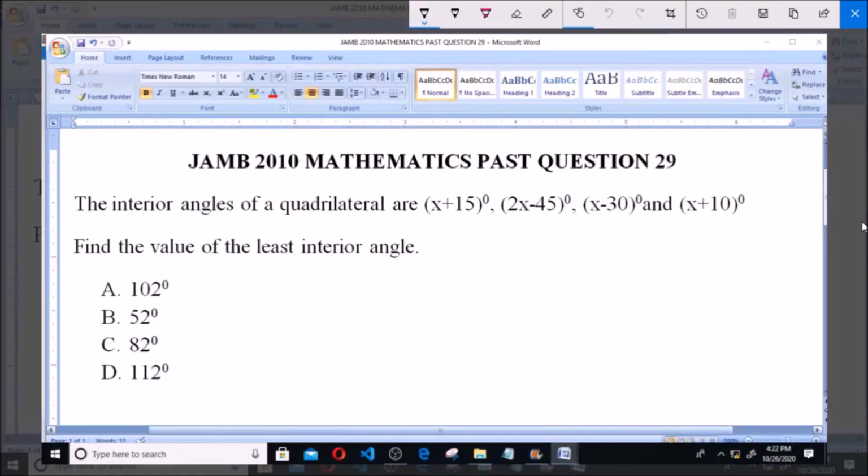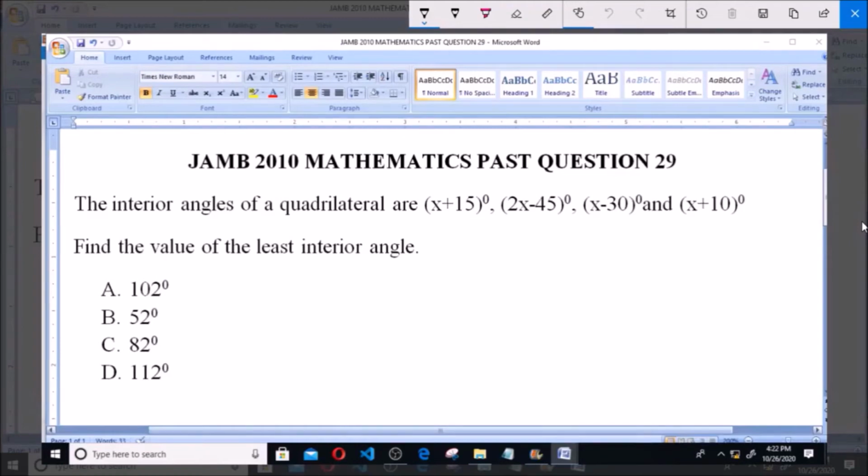I'll be answering JAMB 2010 Mathematics Past Question 29. The interior angles of a quadrilateral are x plus 15 degree, 2x minus 45 degree in brackets, x minus 30 degree in brackets, and x plus 10 degree. Now we are asked to find the value of the least interior angle.